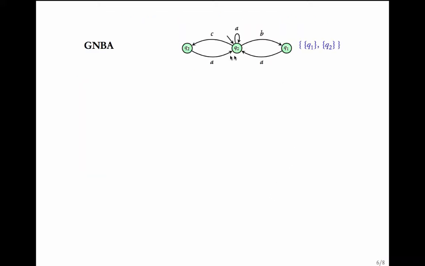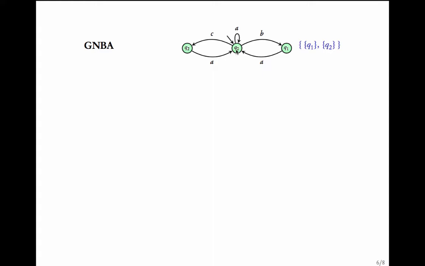Look at this GNBA, Q0, C, A, B, A. This is the same GNBA as before. We want to see both C and B infinitely often. The accepting condition consists of the set Q1 and the set Q2. We will now try to convert this GNBA into a standard non-deterministic Büchi automaton.